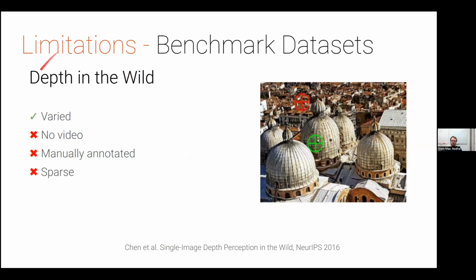We've got other attempts to generate supervised benchmarks like depth in the wild from human annotation. So this is relative depth annotation. So someone says that this green thing is closer than the red thing. And so they're varied because you can just collect any images off the internet and use those. But there's no video, so it's not useful for self-supervised training. It's manually annotated, so it doesn't scale very well, and it's just sparse annotation. But I think it's an interesting direction.